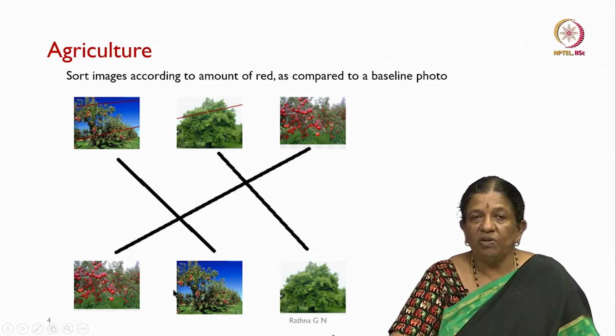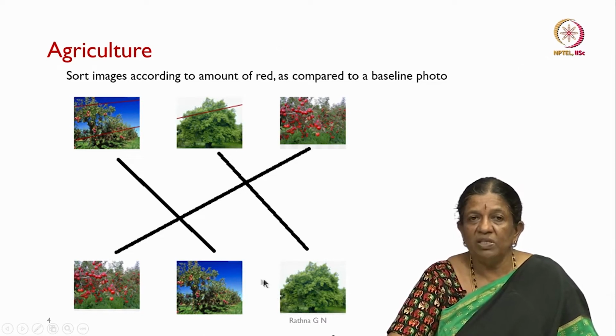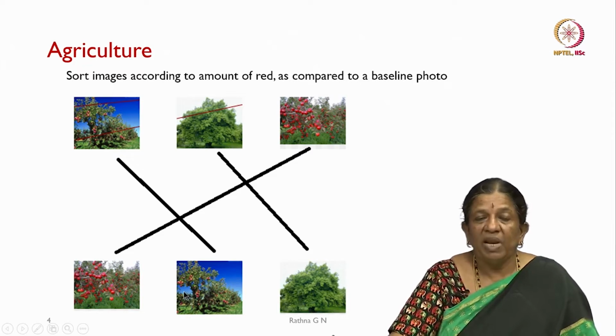Later on you know how long it will take for this tree to get more ripened, and here you are not seeing any red, so you know that the fruits are not ready. So you can predict also and see only those places where you can go and pluck, so that you will be saving some of the farmers' time.